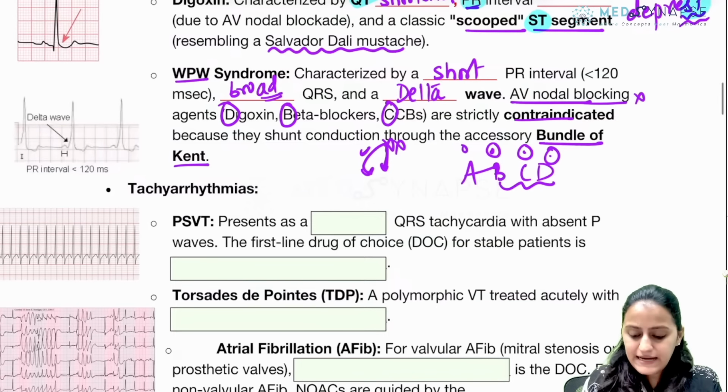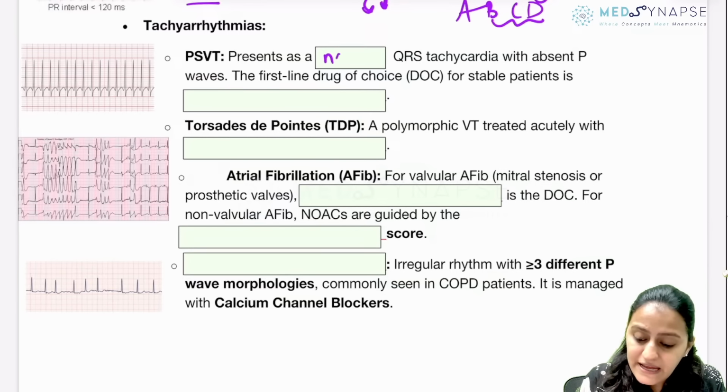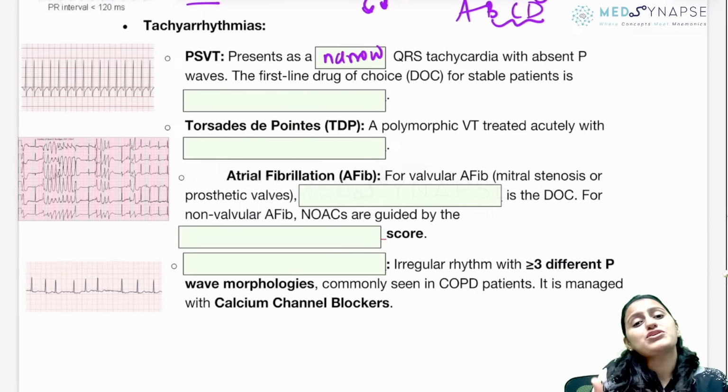Coming to tachyarrhythmias, supraventricular tachycardias versus ventricular tachycardias. How do you differentiate? Supraventricular tachycardias have narrow QRS. Ventricular tachycardias have broad QRS. So PSVT shows narrow QRS complex with absent P wave, because the P wave gets merged in the QRS in PSVT. So look at the ECG here for PSVT. You can see that the QRS is narrow, and there is tachycardia.